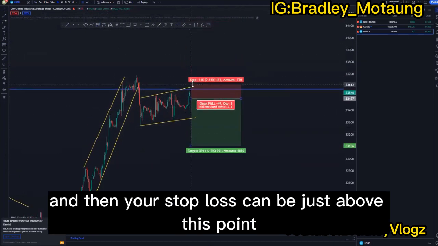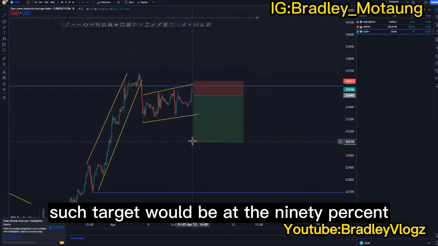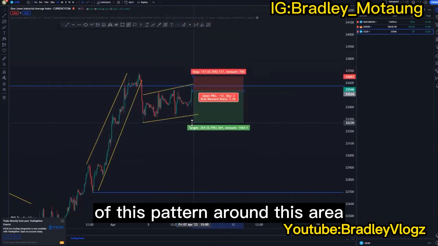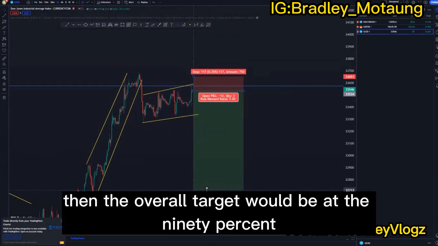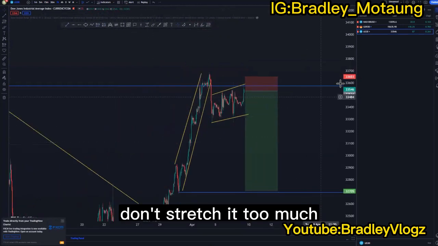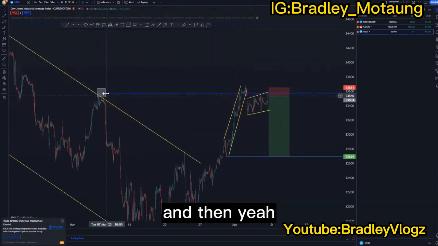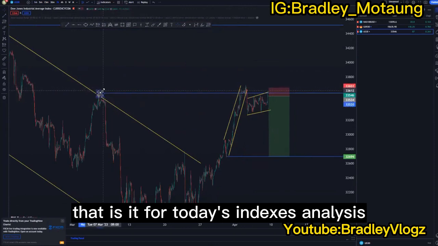And then your stop loss can be just above this point. First target would be at the 90% of this pattern around this area. And then the overall target would be at the 90%. Don't stretch it too much. Just use the 90% as your target. Just like this. And then, yeah, that is it for today's indices analysis.